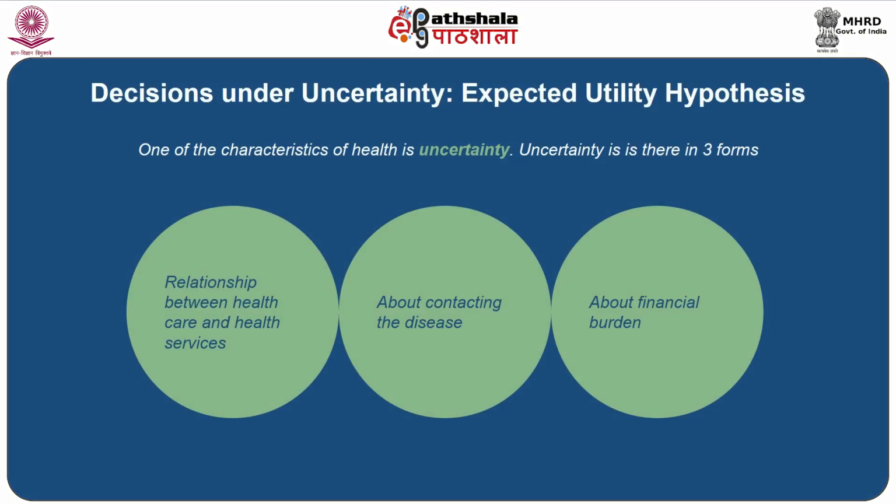Decisions under uncertainty. As all of us have noticed in the earlier module, healthcare decisions are taken under uncertainty. There are three uncertainties involved in the healthcare market. So, how to deal with the decisions under uncertainty? One of the characteristics of health is uncertainty. Uncertainty is there in three forms: relationship between healthcare and health services, about contracting the disease, and uncertainty about financial burden on the patients.